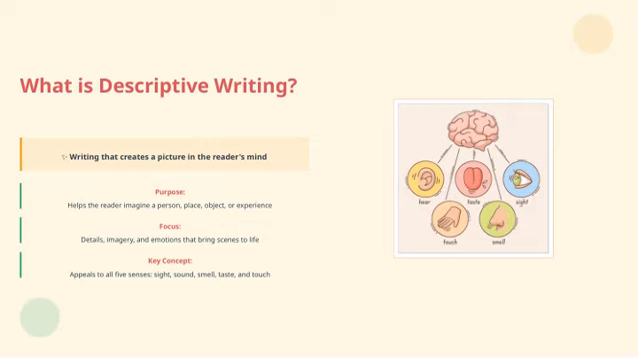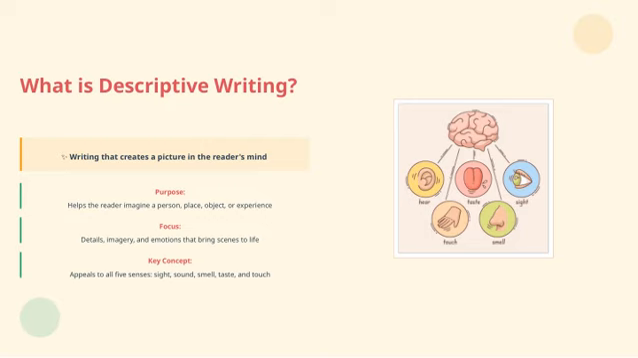So what exactly is descriptive writing? Well, it's a style of writing that aims to create a vivid picture in the reader's mind. It's about helping the reader see, hear, smell, taste, and feel what you're describing. The main purpose here is to make them imagine a person, a place, an object, or even an experience as if they're right there with you.